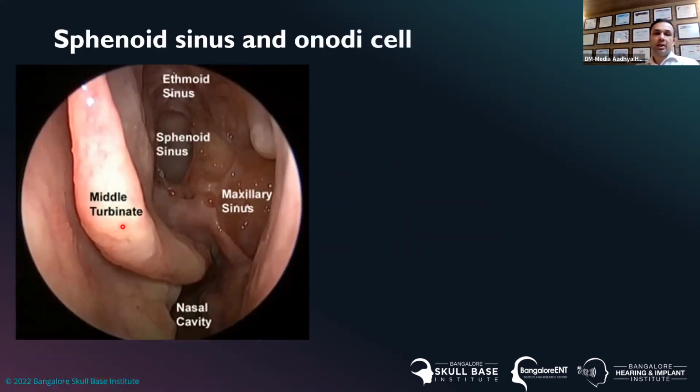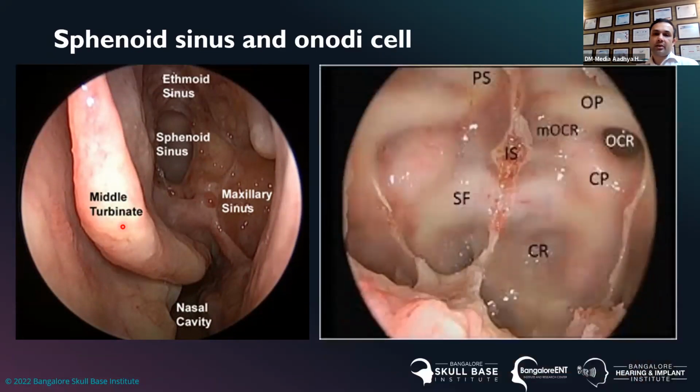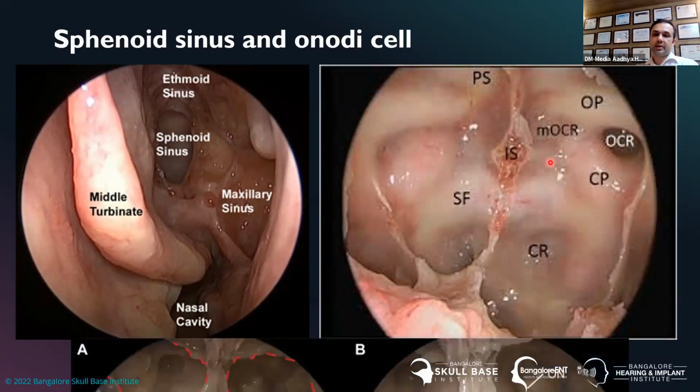Sphenoid sinus, in the sphenoethmoidal recess, you can see the ostium there, you can see the Onodi cell right there. Okay. So this highlights the importance of the sphenoid sinus. We'll talk about it a little later during the presentation.